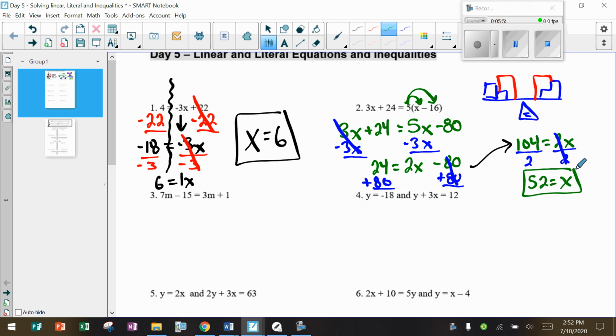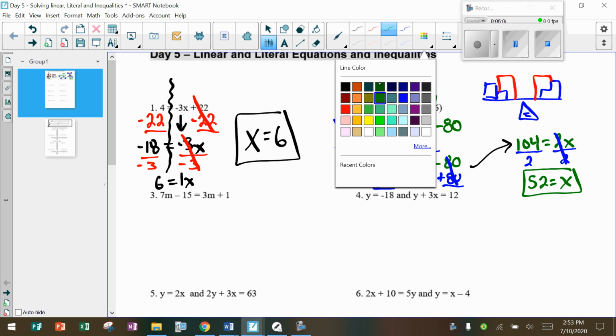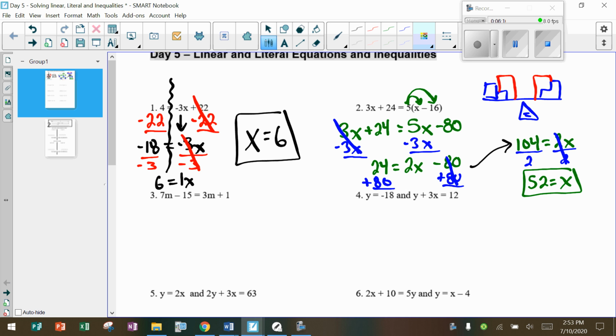All right, number 3. There are m's on both sides, so what I want to do is first gather all the letters, the variables, to the same side of the equal sign. So in order to do that, I'm going to subtract the smaller 3m, so it cancels, and put it over here with the 7m. So 7 minus 3 makes it 4m. Bring down the minus 15 because I didn't do anything with it, and leave the plus 1, positive 1. I didn't do anything with that.